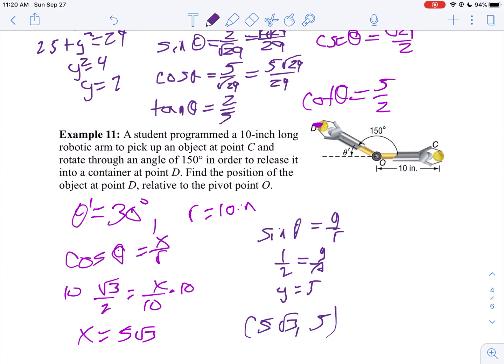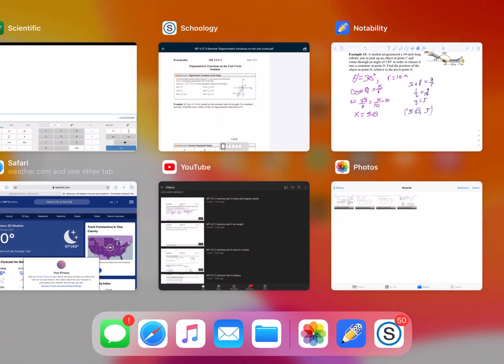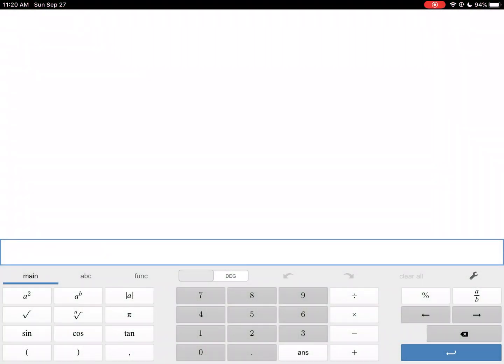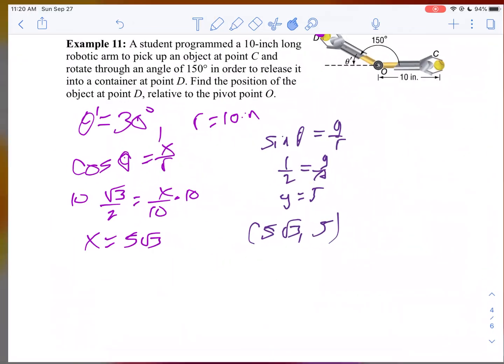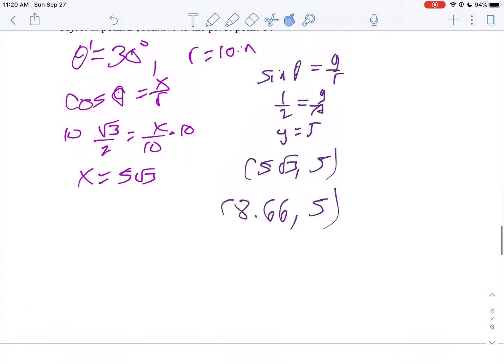Now, in real life, we usually don't say 5 radical 3, comma 5. So let's use our calculator. Let's take 5 times the square root of 3. And I think that's like 8.6 something. Let's use 8.66. So in other words, it's 8.66, comma 5. There is an application problem for it.